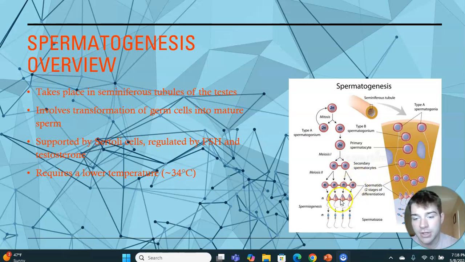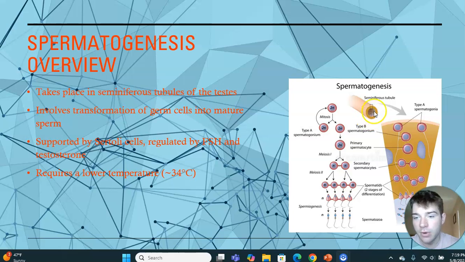And then late spermatogenesis is where these 4 haploid cells start becoming sperm cells or spermatozoa. It's a very complex process through all of this, but that's an overview of it.